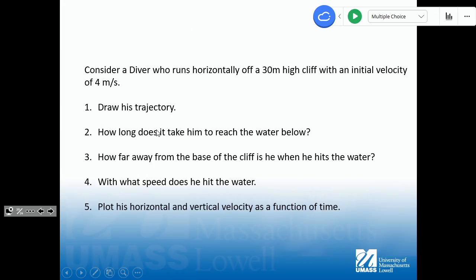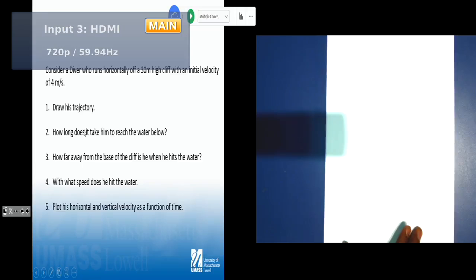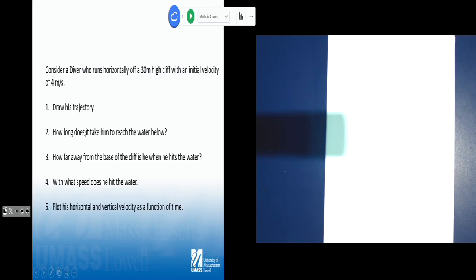Now let's do one quick problem. This is back to projectiles. You have a diver who runs horizontally off a 30-meter high cliff with an initial velocity of 4 meters per second. You're asked to draw his trajectory, how long it takes him to reach the water below, how far away from the base of the cliff, and the fun one is with what speed does he hit the water? So let's hope we get to number 4.